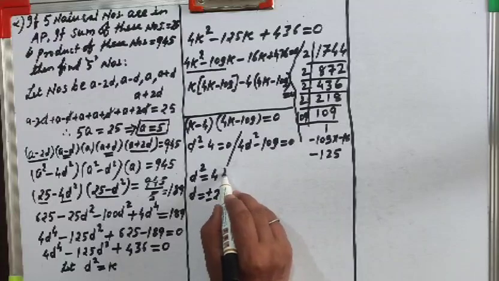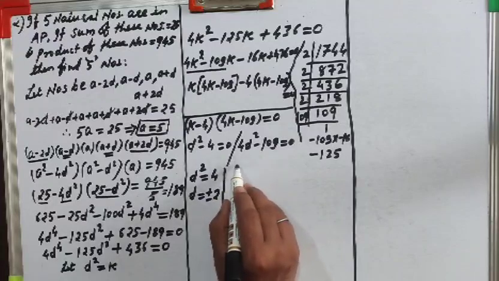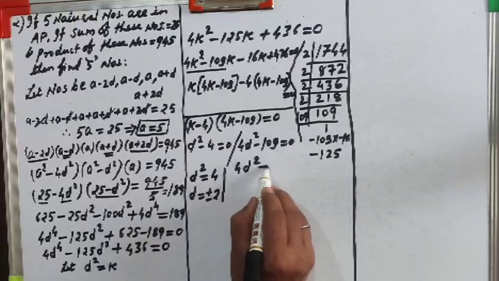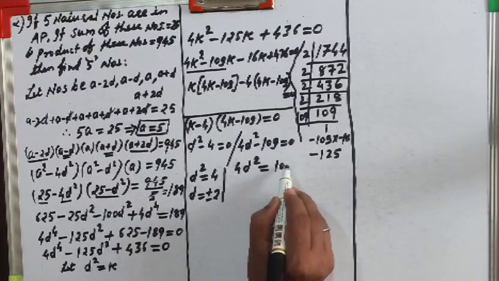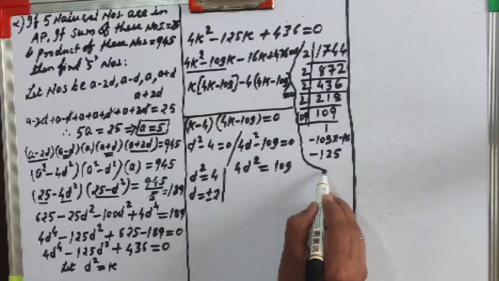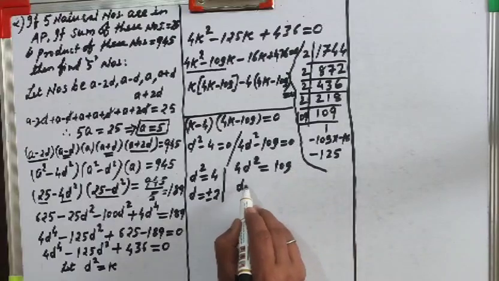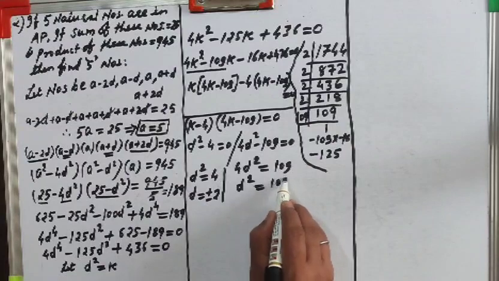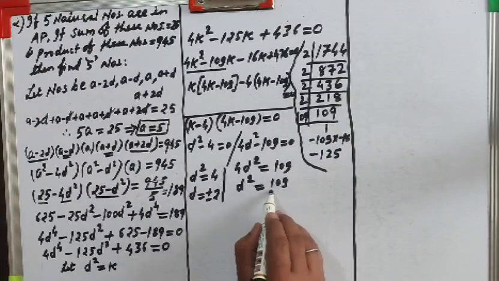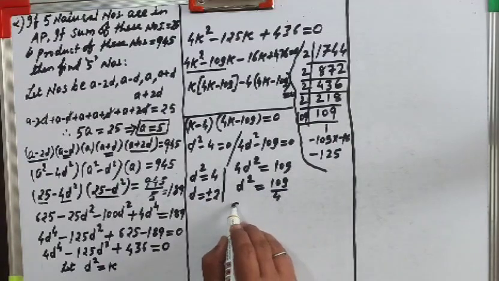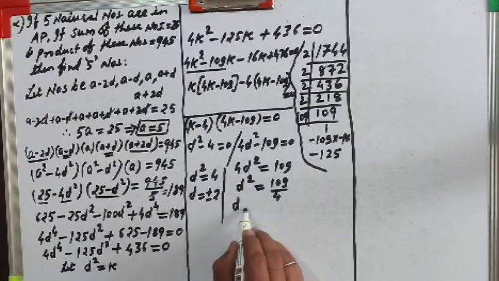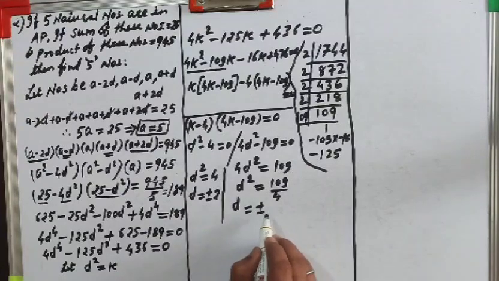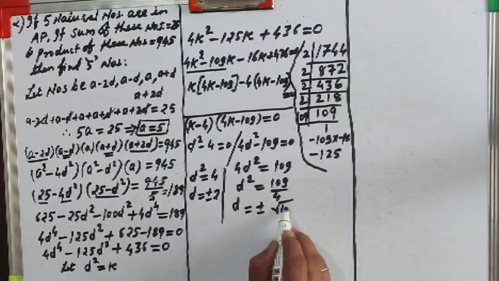Similarly, when you solve for this, you will get 4d square, which is equal to 109. Therefore d square equals 109 upon 4. It means d equals plus minus under root of 109 upon 2.